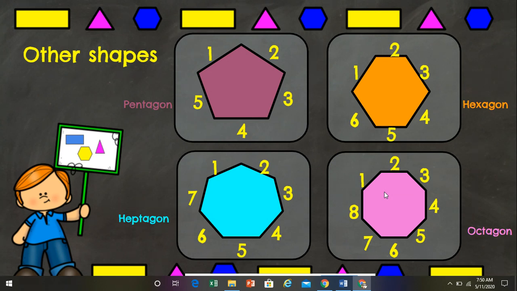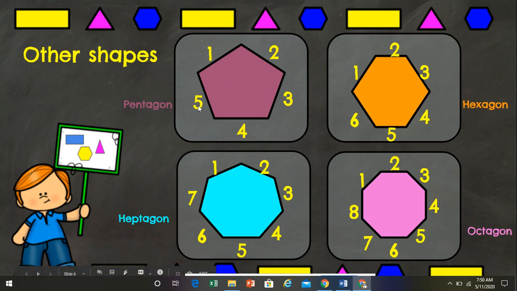Now, other shapes, right, like a pentagon has 5 sides. This is a pentagon. 1, 2, 3, 4, and 5. A hexagon has 6 sides. 1, 2, 3, 4, 5, and 6. A heptagon has 7 sides. 1, 2, 3, 4, 5, 6, 7. And then an octagon, like octopus, it has 8 sides. 1, 2, 3, 4, 5, 6, 7, 8.